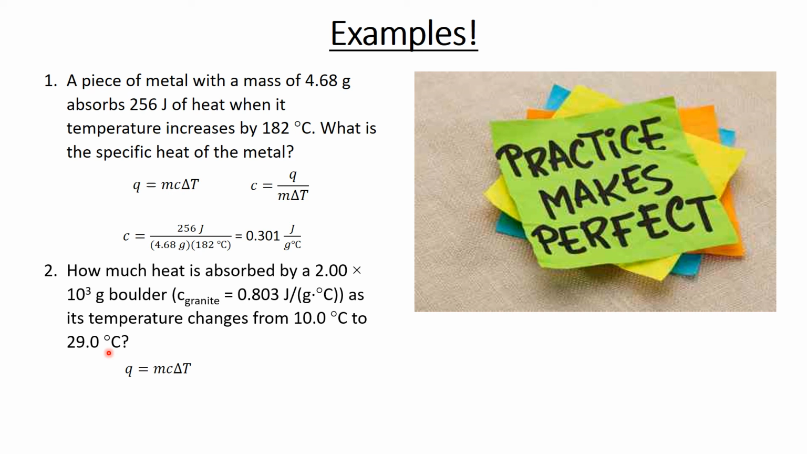So again, we have Q equals mc delta T. And we plug in our numbers. 2.00 times 10 to the third grams is just 2,000 grams, but only these three are significant. We have 0.803 joules per gram per degree Celsius. We subtract the temperatures here, right, because we want the change in temperature. So the change in temperature is the temperature that we end with minus the temperature we start with, and that is equal to 3.05 times 10 to the fourth joules.